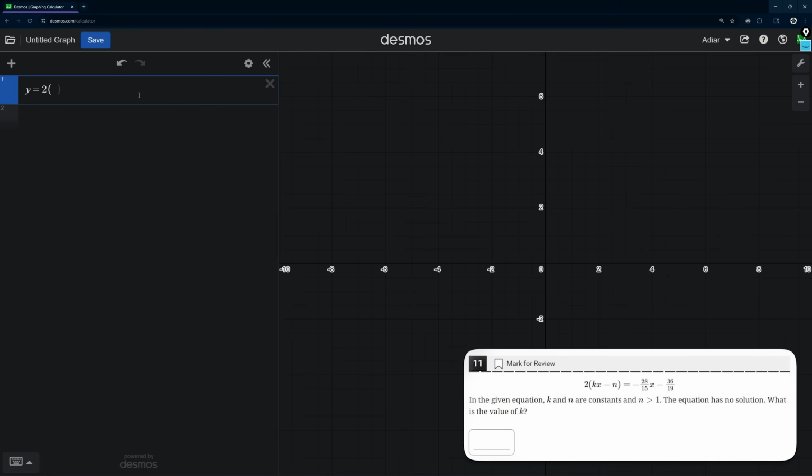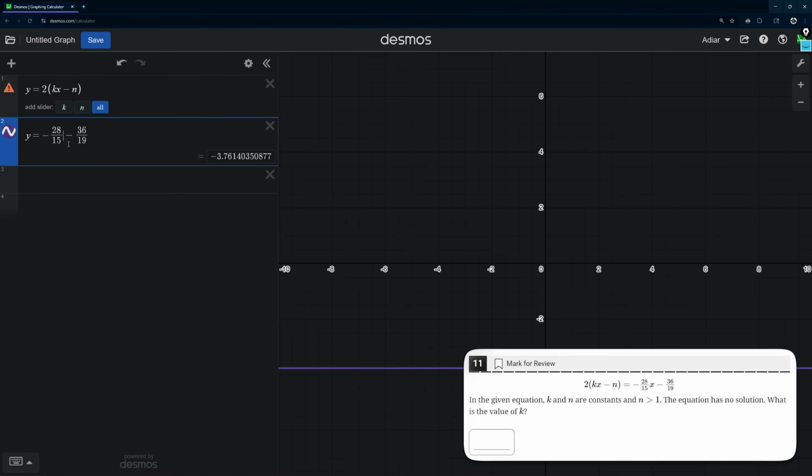So on the left side, we're given y equals 2 times kx minus n. And on the right side, we're given y equals negative 28 over 15 minus 36 over 19. So we're looking at these two different lines. And actually, there's multiple ways to do this question. I think this is the first time I've done this on my channel. Of course, I've been teaching this method for almost a year now, and I still have not brought it up on this channel, which is crazy. So I want to do it the simple way first, and then I want to introduce this new technique. So the first way, of course, is just seeing how simple of a setup this question is.